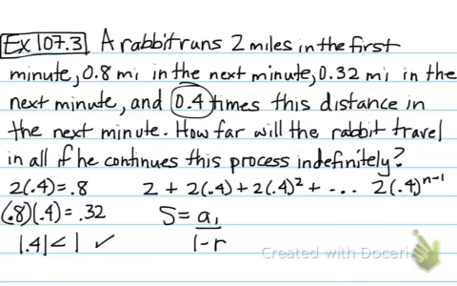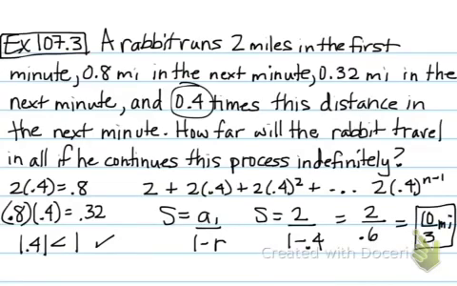So a sub 1 is 2, and r is 0.4, so we have 2 over 1 minus 0.4, or 2 over 0.6. 0.6 is 3/5. 2 divided by 3/5 is 10/3. So the rabbit is going to run 10/3 miles total, or in other words, 3 1/3 miles, if this were even probable.